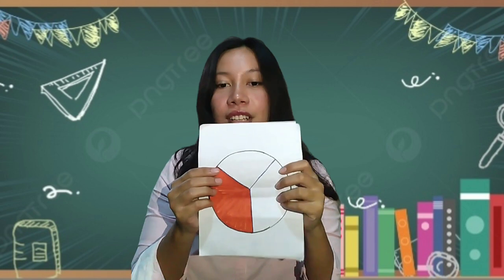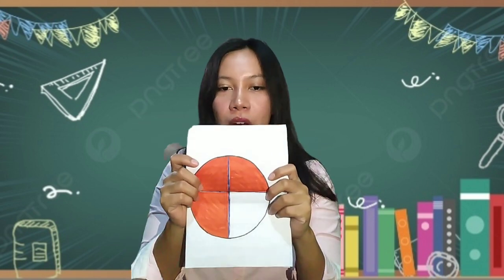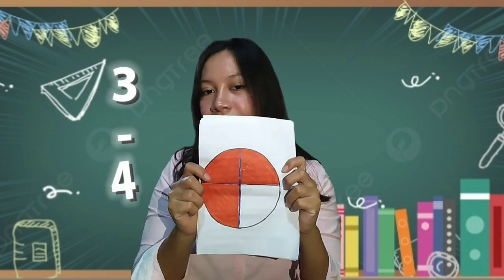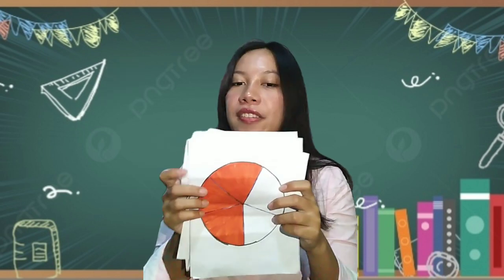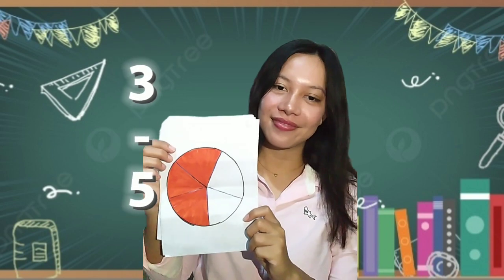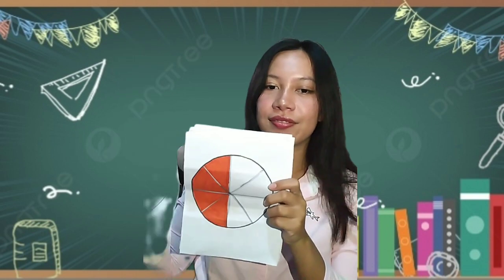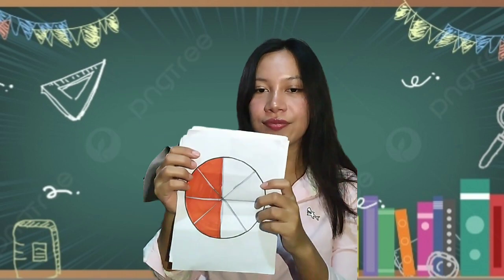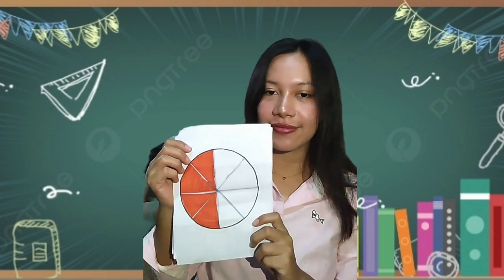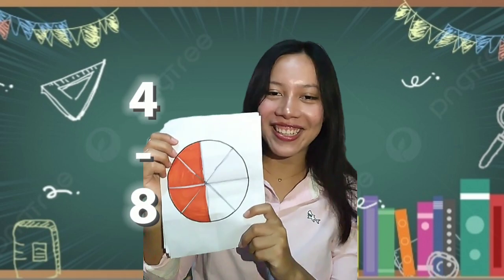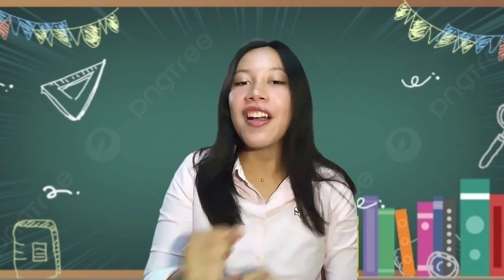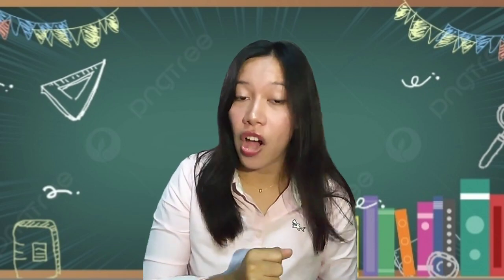1/3. Very good. How about this one? Can you name it? 3/4. Good job. How about this one? 3/5. Very good. This one? 4/8. Very good. Very good, class. You answered it all correctly.